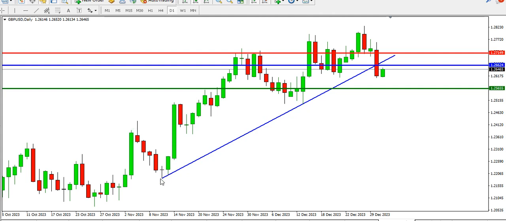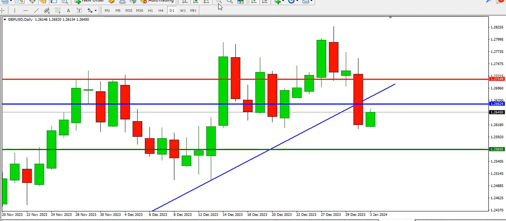We have a higher high, a low, higher, a low, higher, high, higher, low, higher, high. Now we can see a break below this recent low, so we can call that a break of structure. All right, more like a change of character.